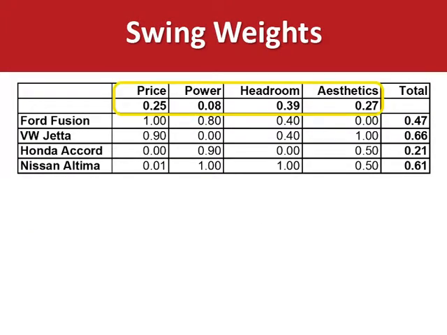Recall that to do the math in this matrix, we have to assign a weight to each of our attributes. That is a numerical priority. The problem is that people generally have difficulty on such an abstract task as saying, what's the difference between price and power and headroom? Is one a weight of 0.25? Is one a weight of 0.08? That's a very abstract and difficult task for most people.